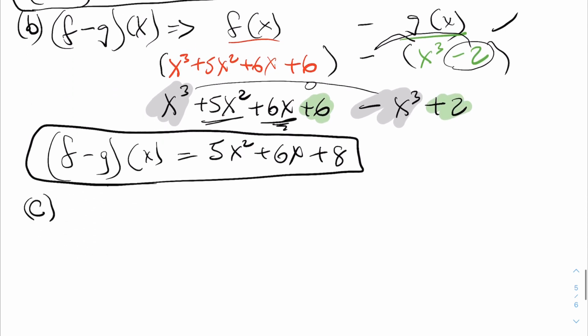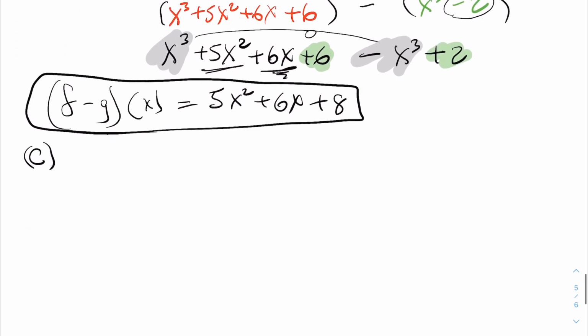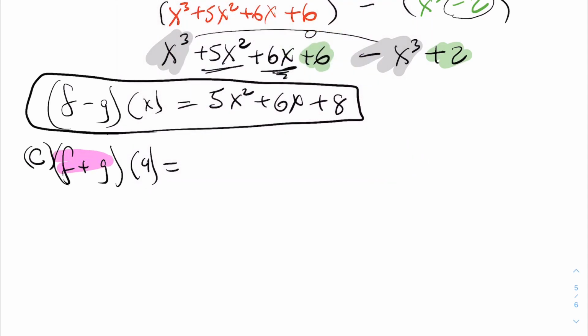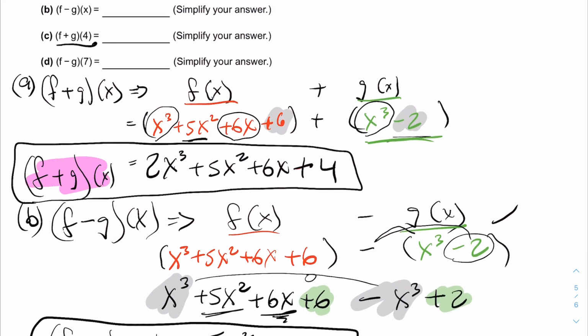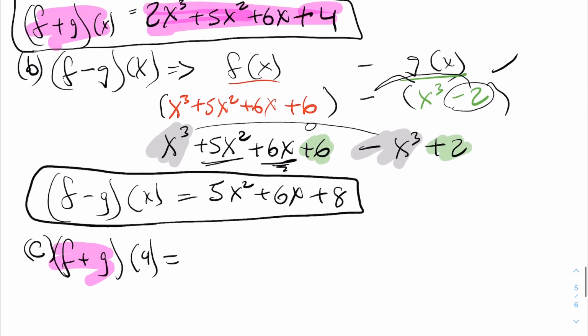Part C. Part C says f plus g at 4. F plus g at 4. And we do have the f plus g function. We worked hard in trying to get that f plus g function. We found it right here. F plus g equals this whole mess right here. So now let's put that down here.